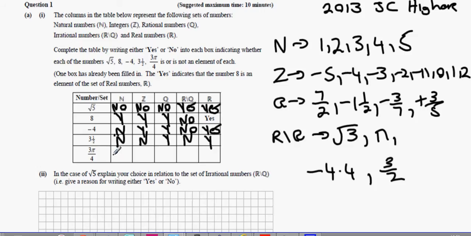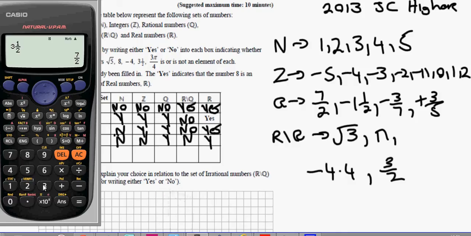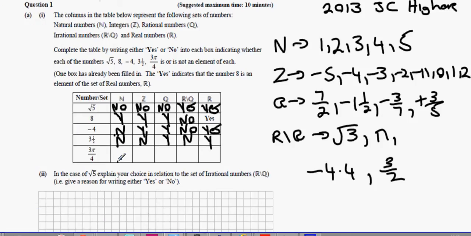Finally, the last one, 3 pi over 4. So there's 3 pi over 4. Now we can see that we can't write it as a rational number just using two ordinary numbers. Pi always has to be there. As I said earlier, pi is an irrational number, so 3/4 of pi is also an irrational number. So we're going to go no, no, no, yes, and yes.